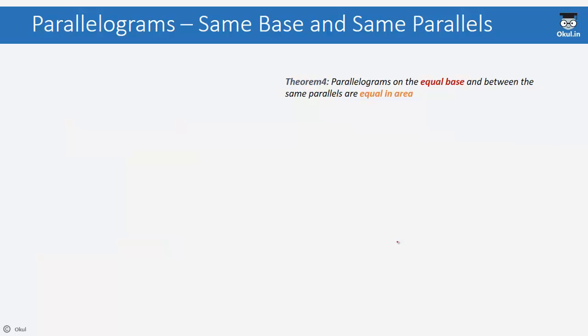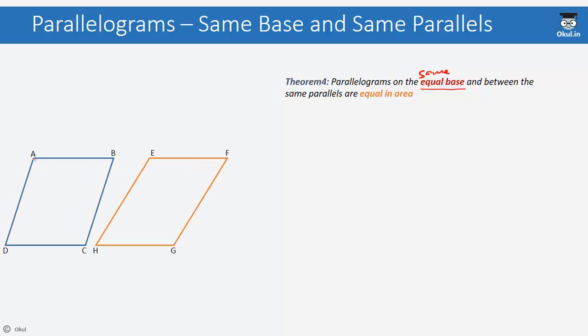Now the next theorem. Theorem 4 states that parallelograms on equal bases and between the same parallels are equal in area. Now this theorem is somewhat similar to theorem 1. In theorem 1, it was given that parallelograms on the same base and between the same parallels are equal in area. But theorem 4 states that parallelograms on equal bases and between the same parallels are equal in area. So we have these two parallelograms where bases CD and GH are equal.